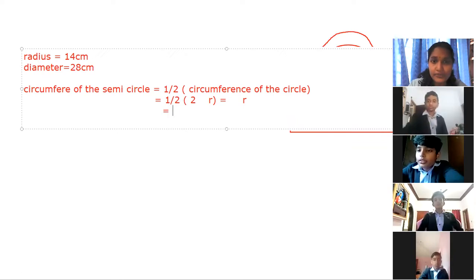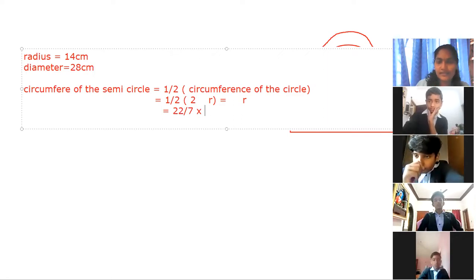Pi is equal to 22 by 7. 22 divided by 7. Okay. 22 by 7 into, what is the radius here? 14. 14 centimeter is the radius. Clear?